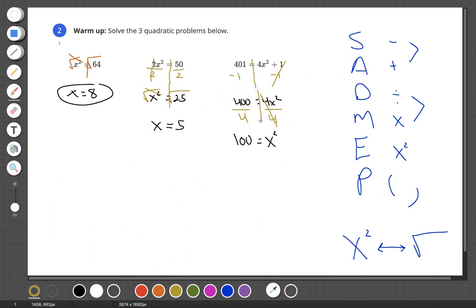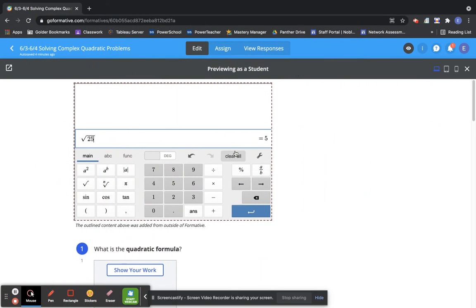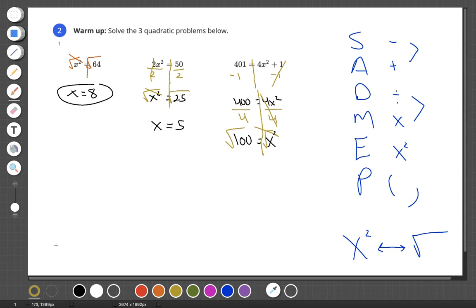And then, almost done, we have the squared, so we need to square root. Okay, so those cancel out. The square root of 100 is 10, if you weren't sure. You go here, square root of 100 is 10. So we have x equals 10. So there you have it.